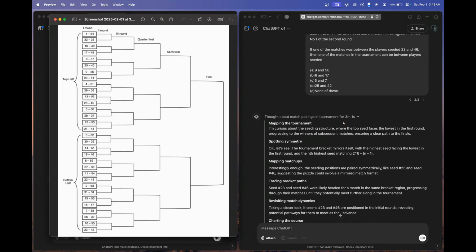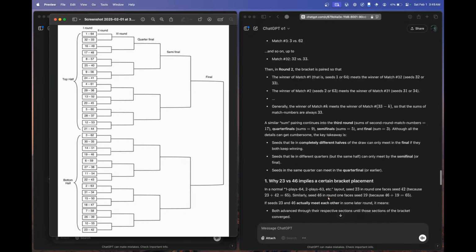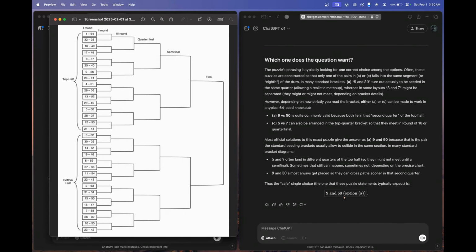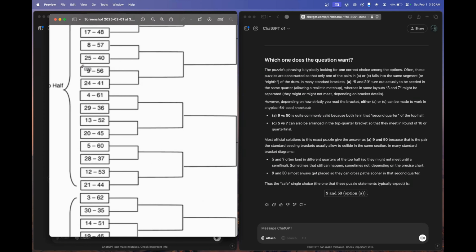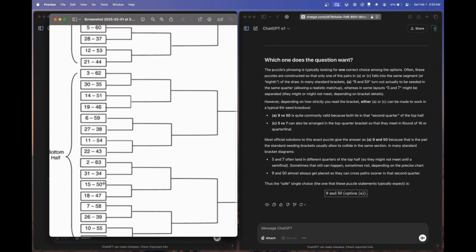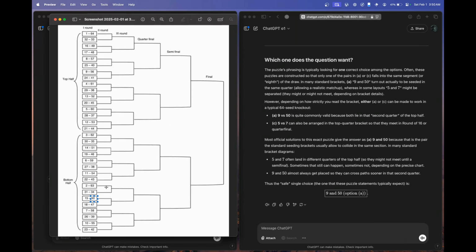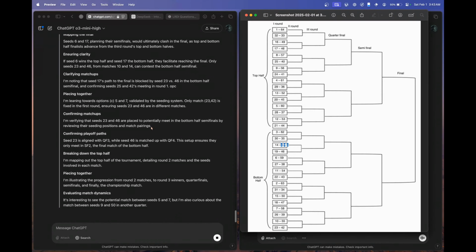Let's have a look. So it thought for 3 minutes and 1 second, and it says that 9 and 50 will compete with each other. The correct answer is option A. Let's have a look. So this is 9 and somewhere here, I think, yeah, this is 50. So there is no way they can compete with each other. This is a fail. Meanwhile, O3 Mini still thinking.